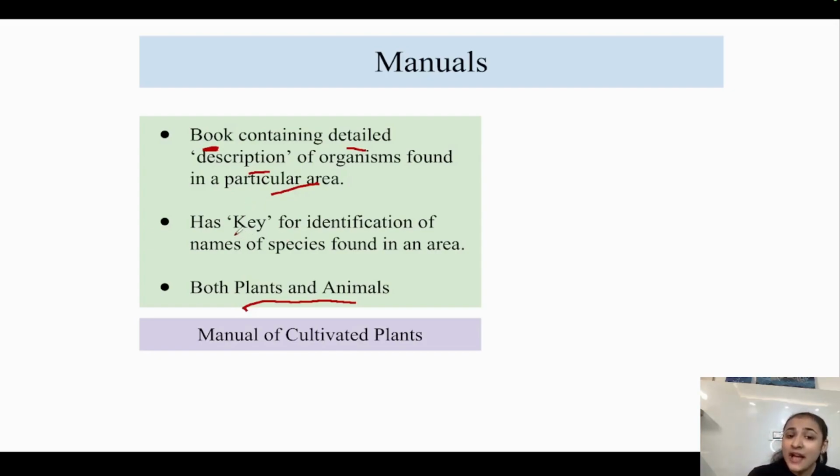Now, manuals have key for identification of the names of species found in an area. Manuals come with a key, the taxonomic key which we have studied. So, manuals come with a taxonomic key for identification of the names of species that are found in an area. So, if we do not know the name of a certain species, we can also use a manual first to identify the name of the species that are found in that area, and then we can refer to the description of that species. Okay, it is used for both plants and animals. So, example, manual of cultivated plants.